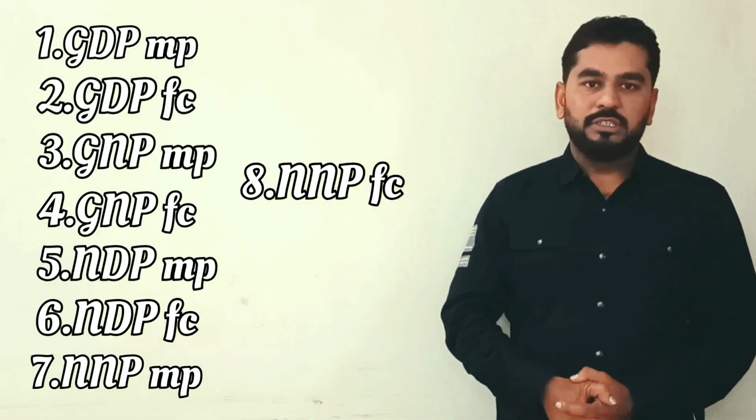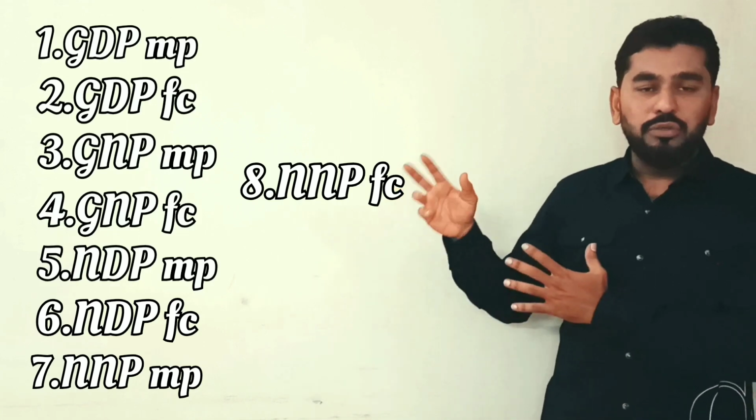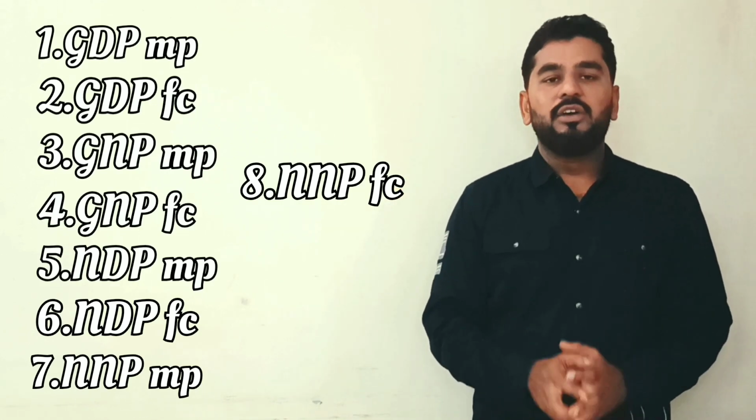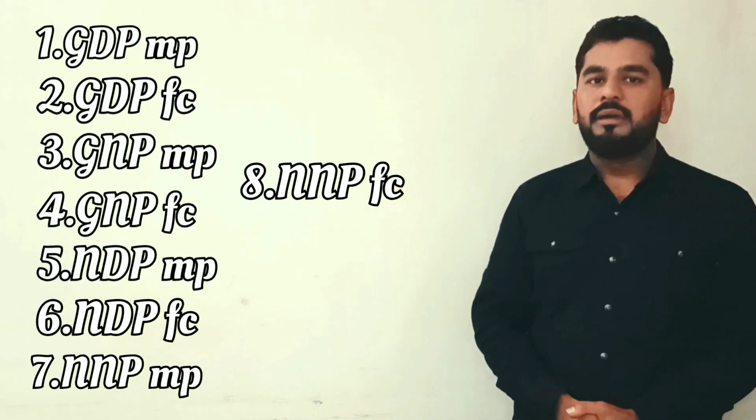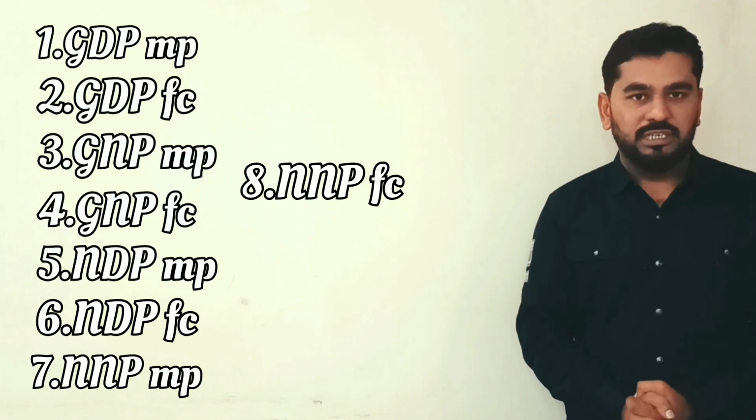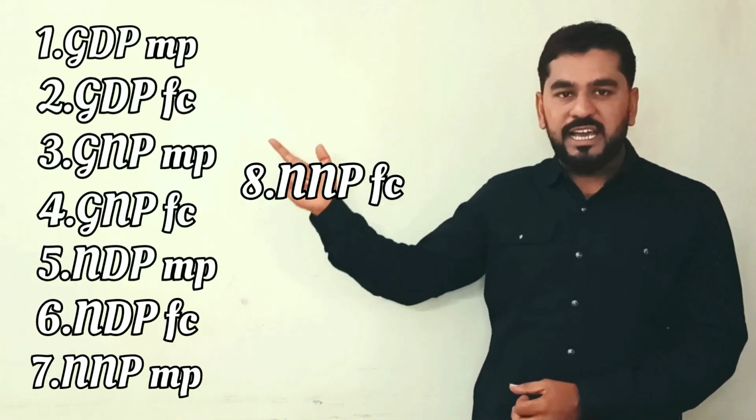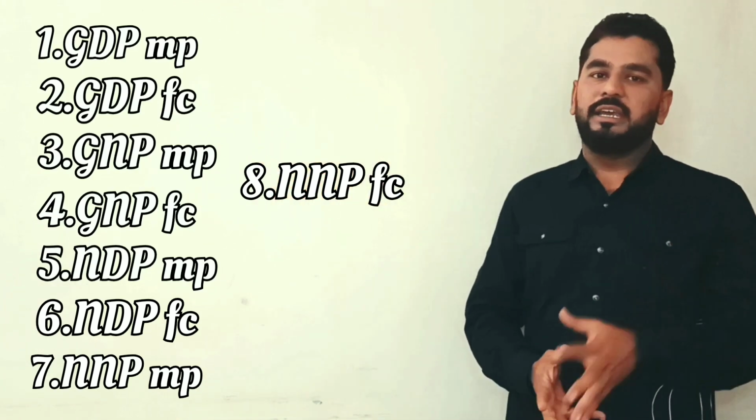NNP FC. Among these, 2 aggregates are such that one aggregate is said to be a domestic income and another aggregate is said to be a national income. So out of these 8, which aggregate is a domestic income and which aggregate is a national income, I'll tell you at the end of this video.